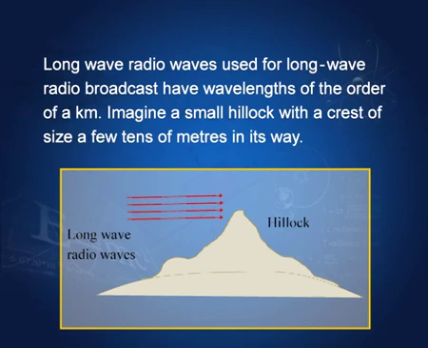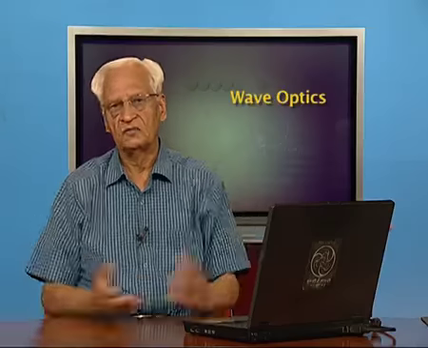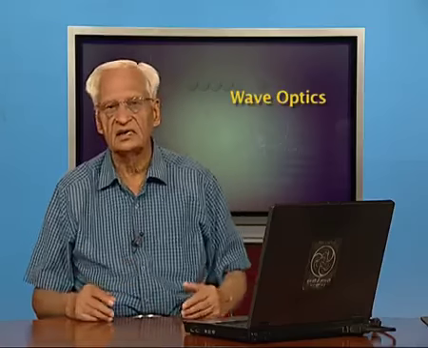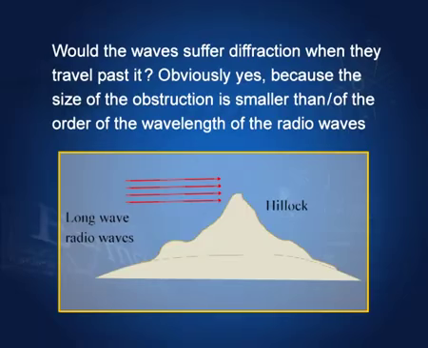Imagine a small hillock with a crest of size a few tens of meters in its way. This hillock is in the way of these waves, and these waves have wavelength 1 kilometer. This hillock is of the order of say 20, 30 or even 100 meters or even 500 meters. What will happen when the waves pass through that? There will be bending of light, there will be a diffraction pattern.